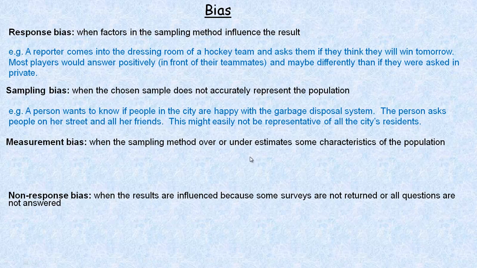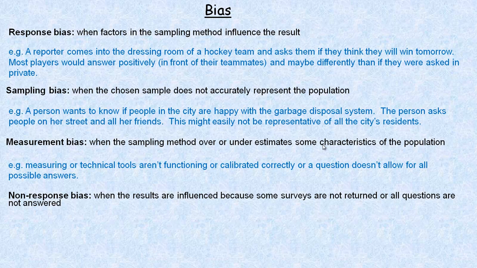Measurement bias is when the sampling method over or underestimates some characteristics of the population. So a measurement bias occurs if you have some kind of measuring tool or technical tool that's not functioning properly or has not been calibrated properly, or if you're asking questions that don't allow for all possible answers, then that's measurement bias. Last one, non-response bias, is when the results are influenced because some surveys are not returned or all the questions are not answered.